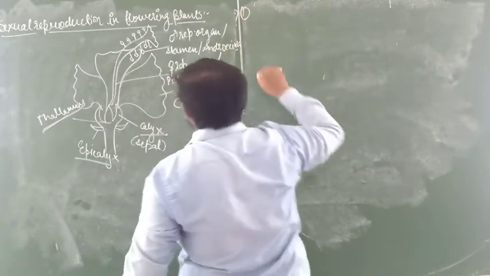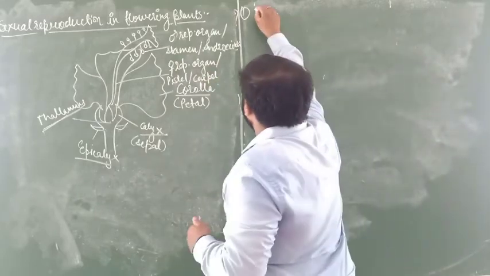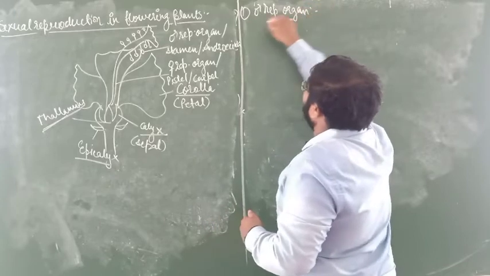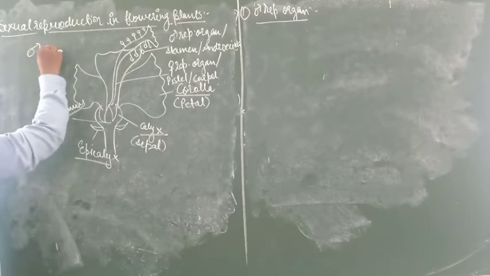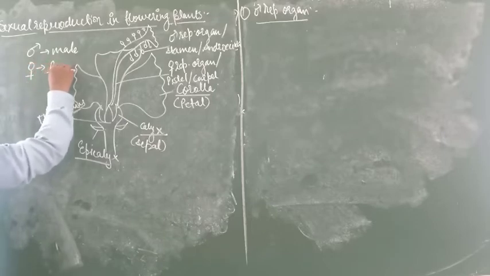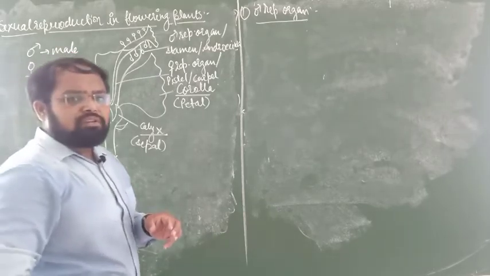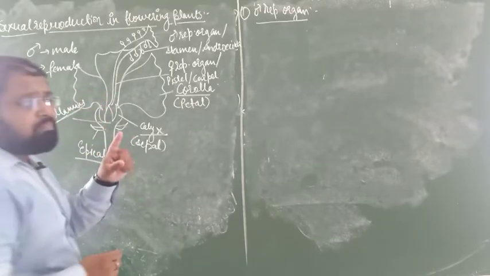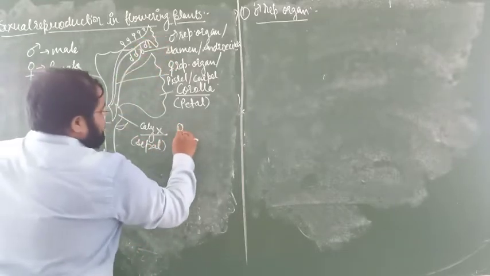Now, firstly, we will discuss the male reproductive organ, because one by one we have to know about all the reproductive organs. Okay. Listen very carefully. If we write like this, this is the sign of male, and if we write like this, it is the sign of female. The flower in which both male and female parts are present in a single flower is called a bisexual flower.